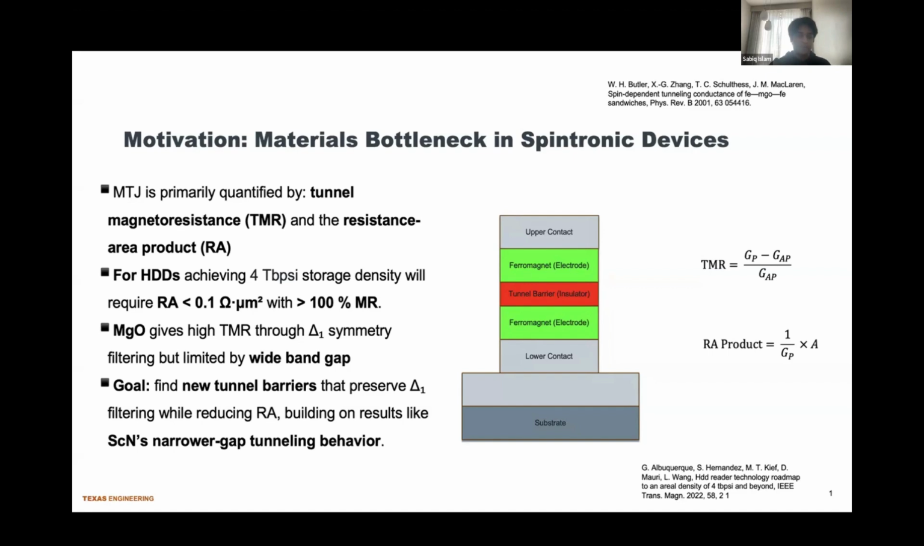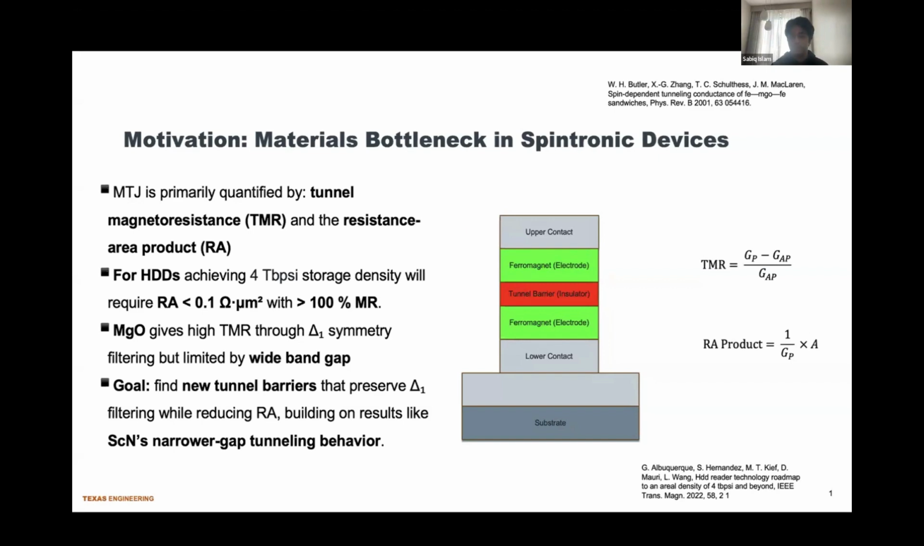So as outlined by Western Digital and Seagate, for hard disk drives achieving 4 terabits per square inch, the storage density needs to have an RA beneath 0.1 ohm micron meter squared and magnetoresistance above 100%.